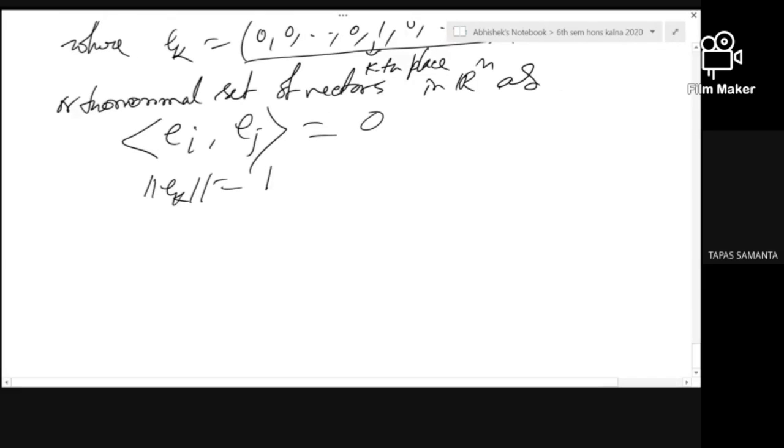Now, if an orthonormal set of vectors in an inner product space V forms a basis, then this will be called an orthonormal basis of V.